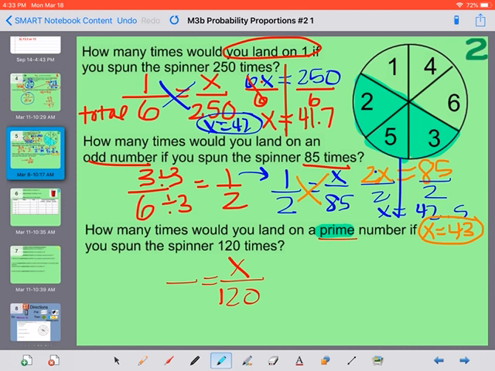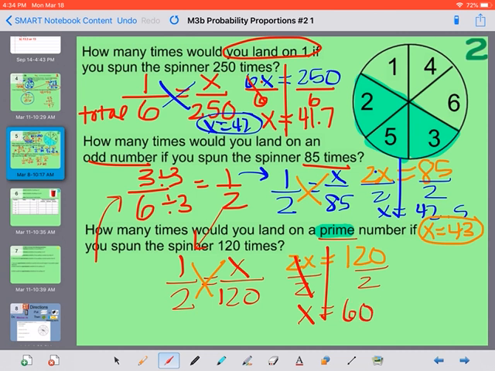6 is composite because we can divide it by more than just 1 and 6. Same with 4. So this one actually turns out to be the same as the one up here. 3 numbers out of 6, but we can simplify that to 1/2, just like we did up there. Except we're spinning our spinner 120 times, so if we cross multiply, 120 times 1, and divide by 2. Half of 120 is 60. So 60 times we should land on a prime number.